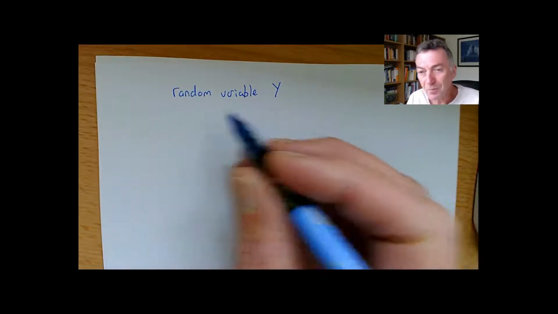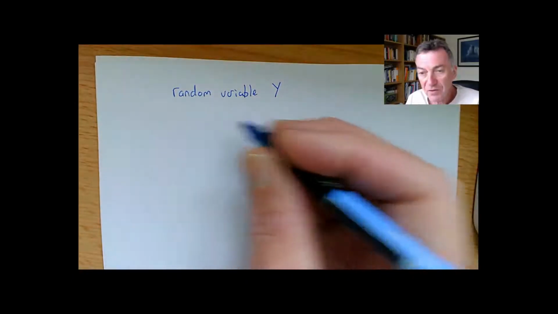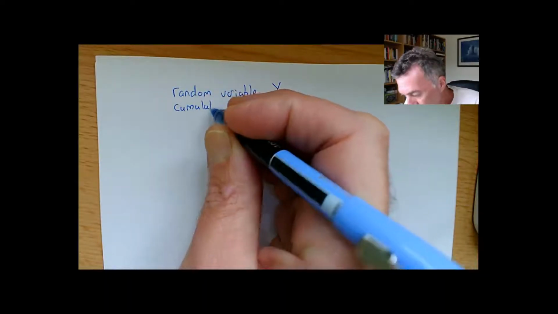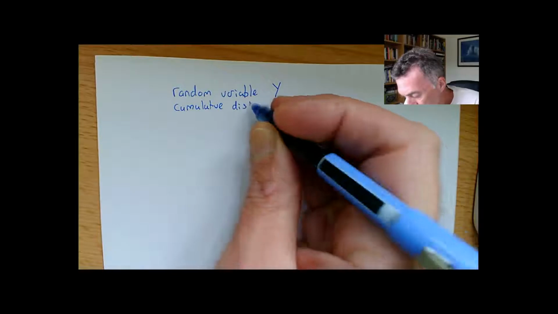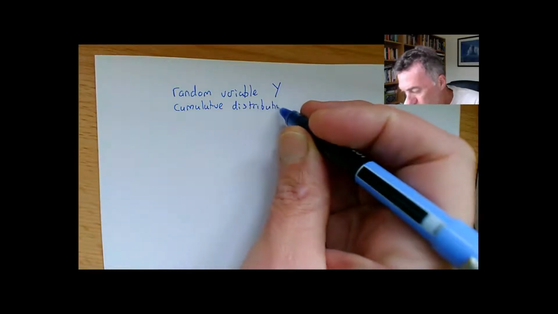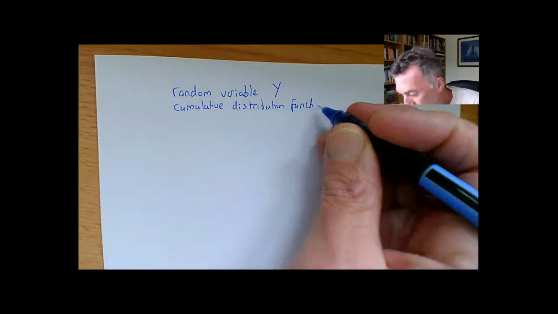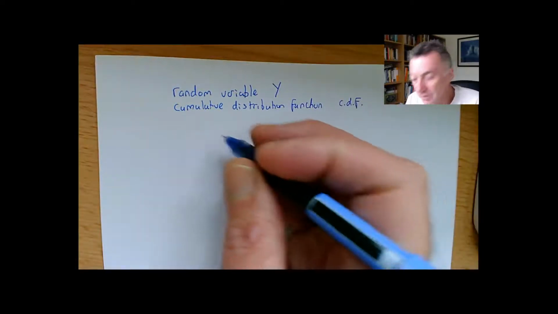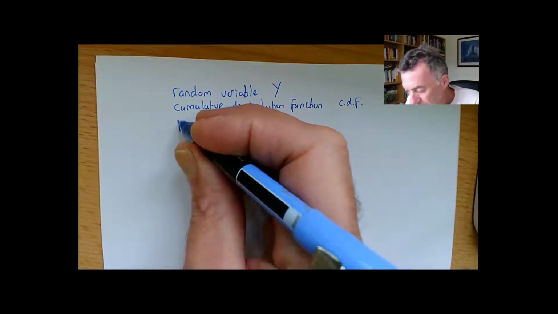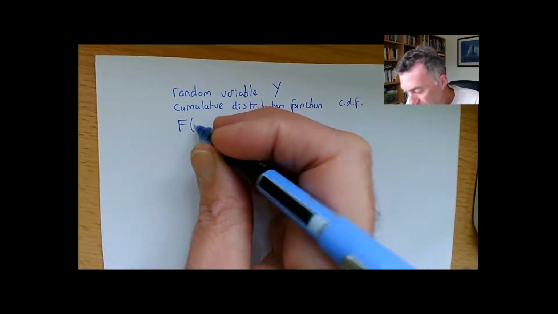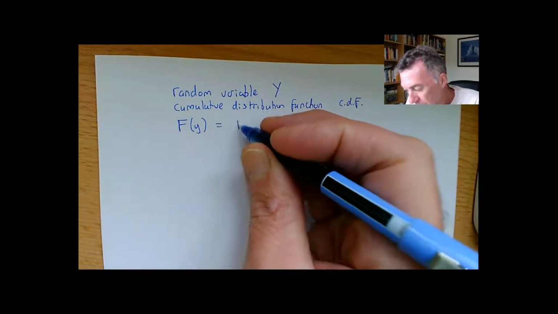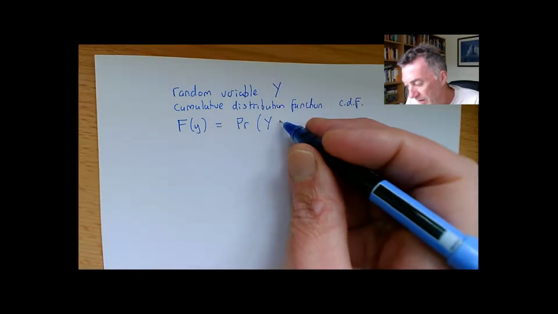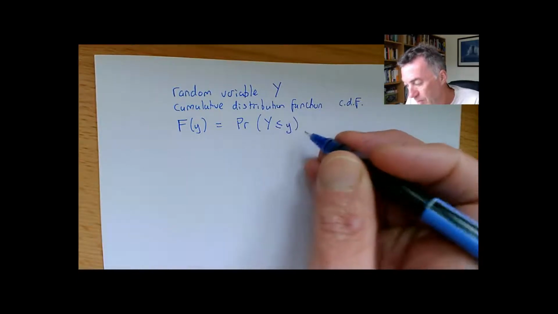So here we are, and then the key concept to start with really is what's called the cumulative distribution function, and we can write that CDF. We're going to write it capital F of little y, and that is just the probability that this random variable, big Y, is less than a specific value little y.